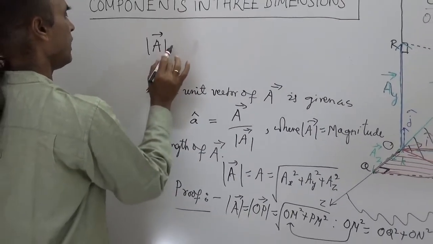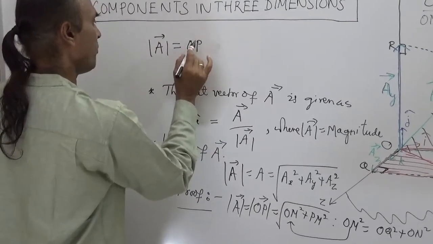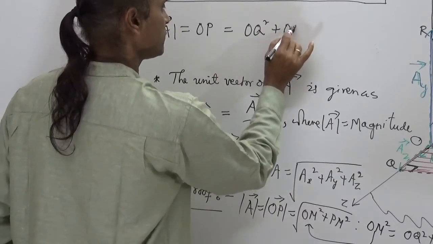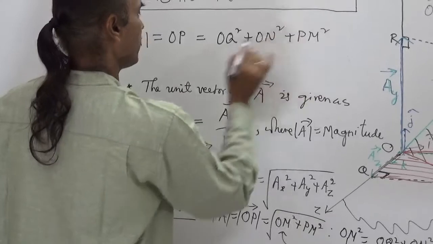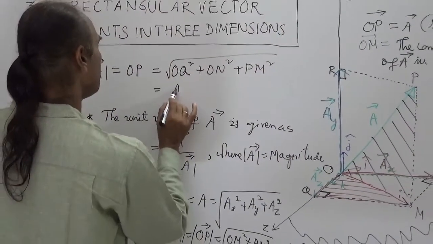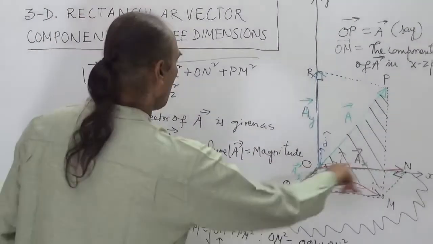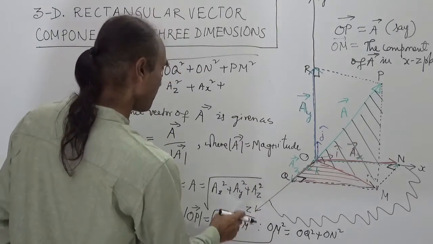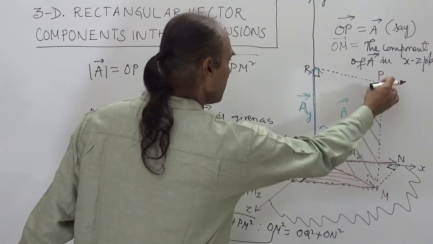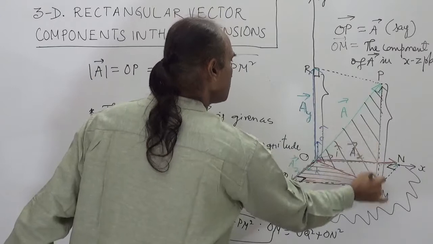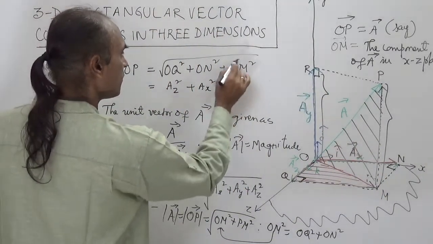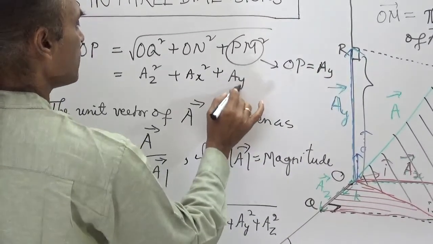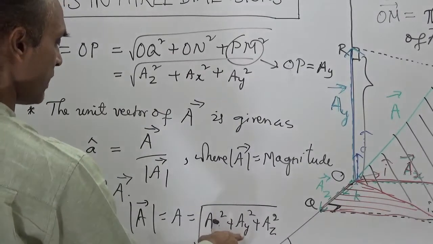So A is equal to the magnitude of the given vector. A is equal to OP is equal to, instead of OM square, we can write OQ square plus OM square, and plus PM square. OQ is the az, the z component of the given vector. OM is the x component of the given vector, and PM, this length is equal to this length. So PM is equal to OP, that's ay. So ay square. Hence proved, ax square plus ay square plus az square.